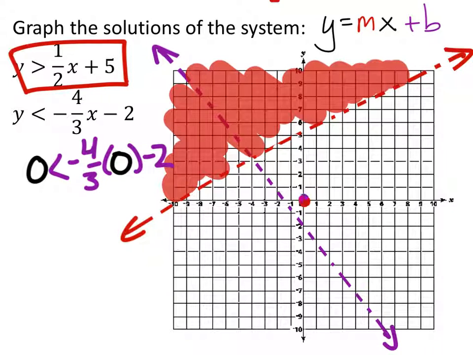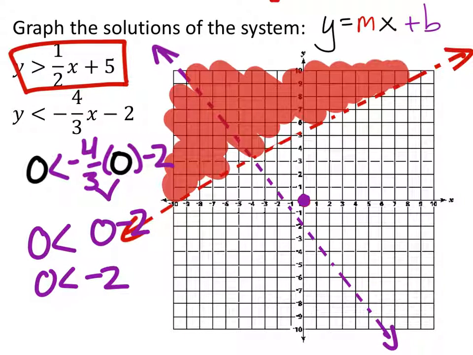Now notice the purple line does not go through that point either. So I can use 0, 0 again, just to see if it is a true statement. So 0 less than negative 4/3 times 0, which is 0, minus 2. So 0 less than negative 2. This again is false. So since this point is on the right side of the line, then I know that I would have to shade the other side of that line.